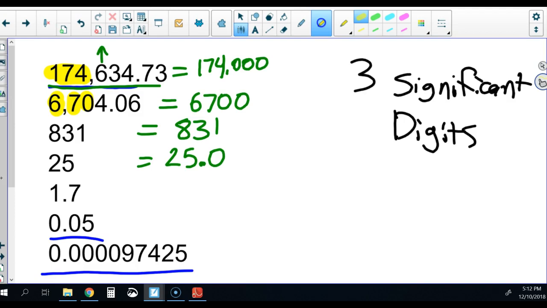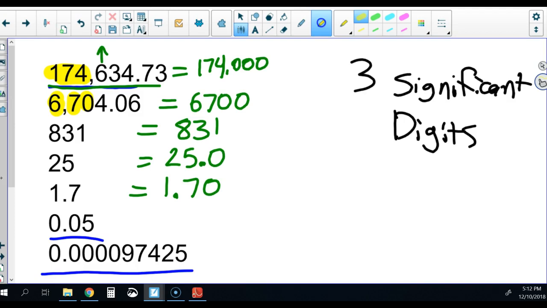1.7. It's a 1-digit number, I guess, because it's just 1 point something, but that 0.7 is also significant. So 1.7, but I need a third significant digit. I have to throw a 0 on the end. So 1.70, those are your 3 significant digits.